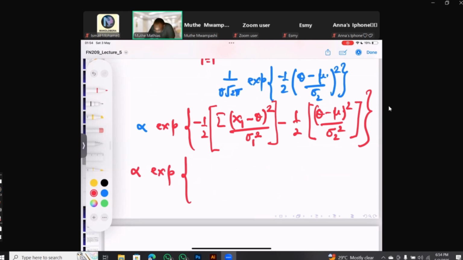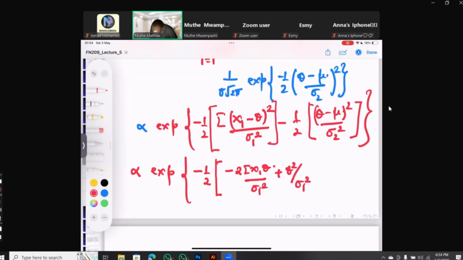Okay, so the first part here, tuna expand this square ya kwanza, maana itakuwa na summation ya xi square divided by sigma 1 square. So this one is constant kwa sababu haina theta. So it will go, si ndio? So we're going to remain with the second one, ambapo the second one itakuwa ni -1/2 nje, si ndio? And then this second one will be -2 summation of xi, and then theta, and then divided by sigma 1 square. And then we are going to have plus theta square divided by sigma 1 square.